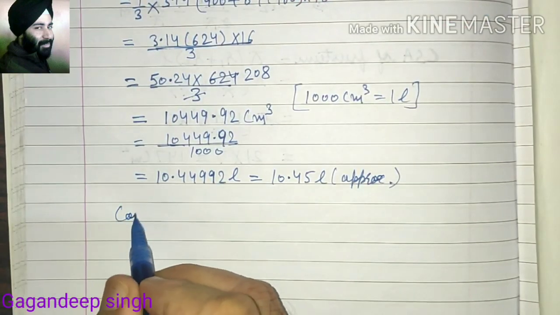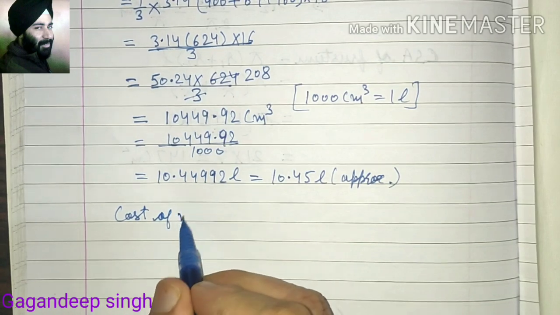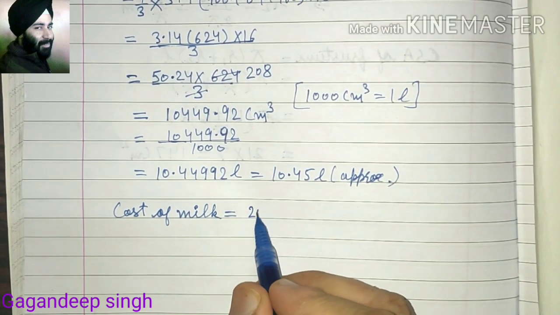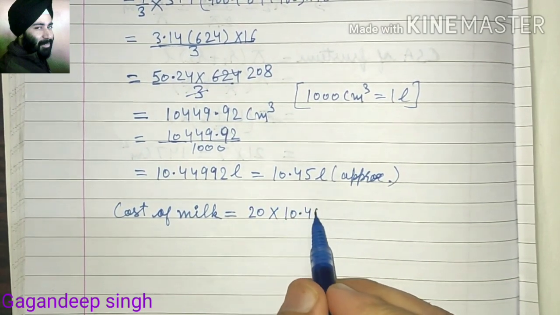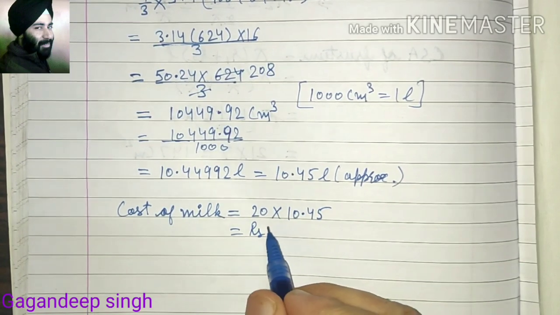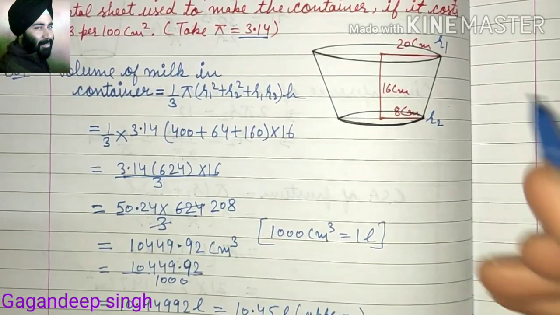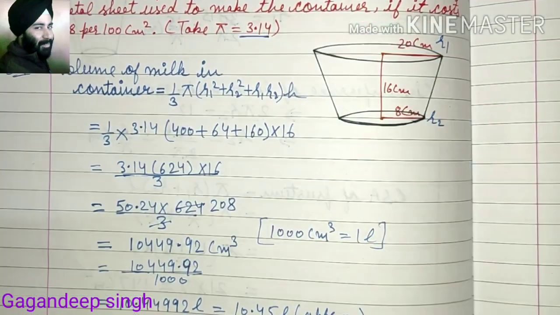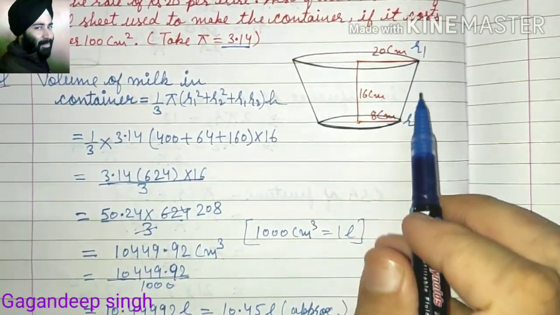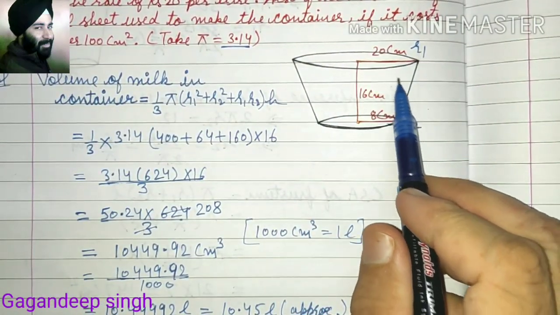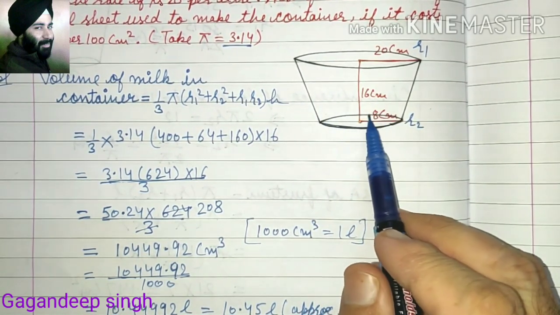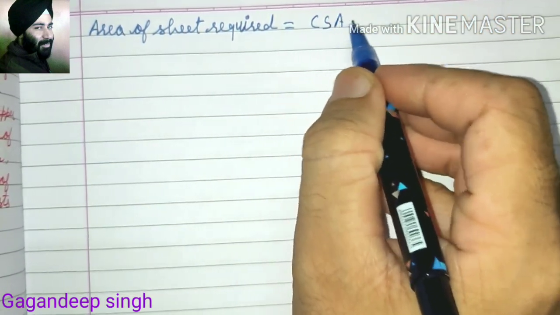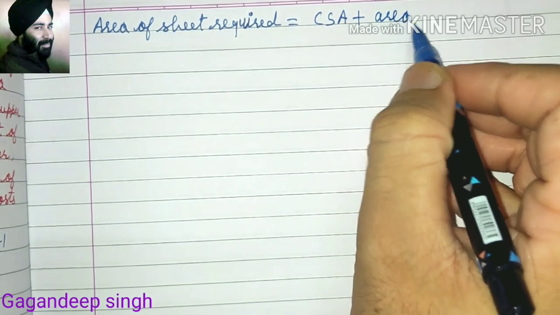Now cost of milk, we are given that cost of milk is rupees 20 per liter, so multiply 20 with 10.45, it is rupees 209. Also we have to find area of metal sheet required to make this container, as container is open from top, and to find the area of metal sheet we have to find CSA and base area. Now area of sheet required is CSA plus area of base.